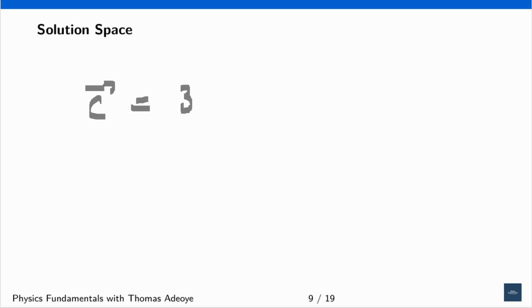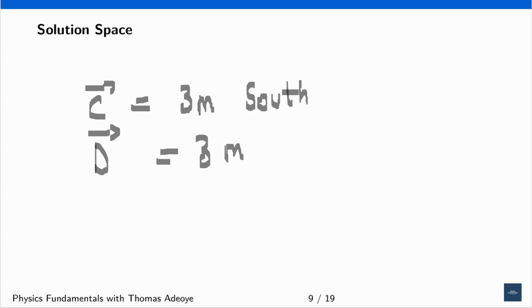So if you have C, and this is 3 meters, let's say south, and you have another one, and that one is also 3 meters south. Now these vectors C and D are equal vectors because the magnitude is the same. Two, they have the same direction. Now the next thing is the negative of a vector.